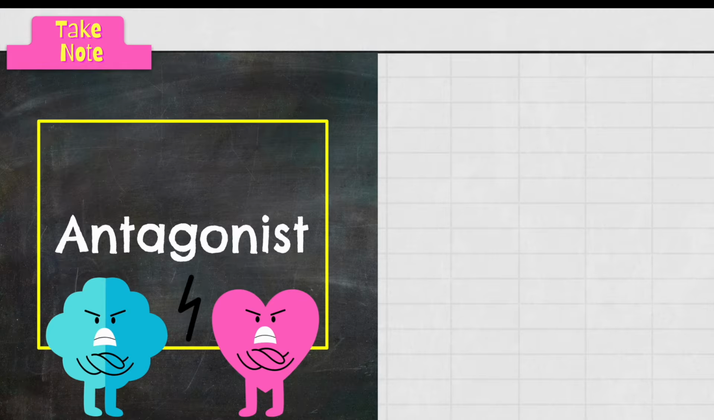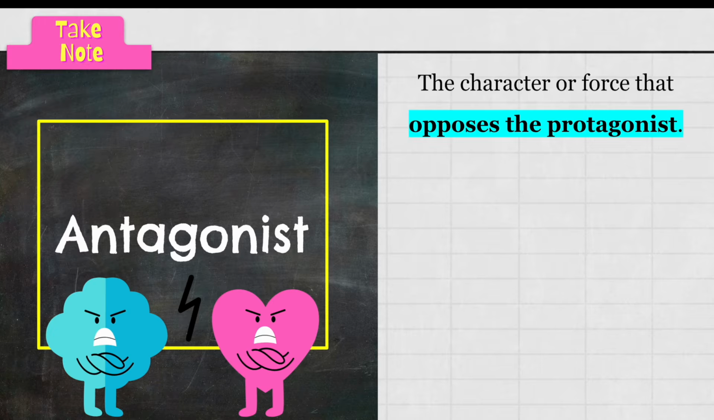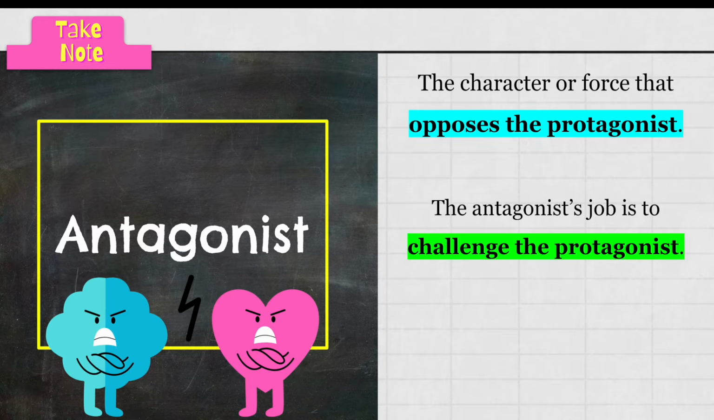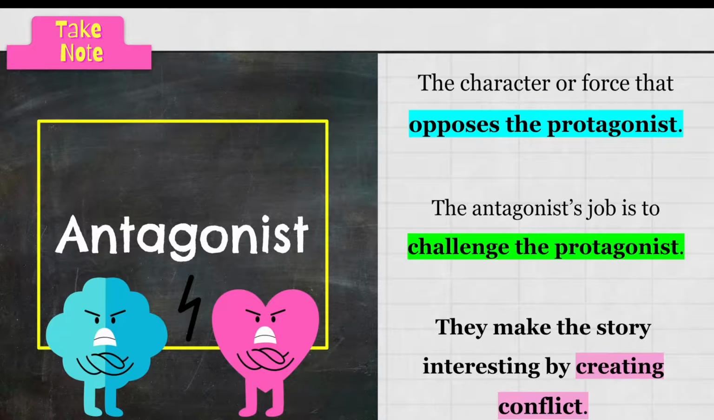Now, on the flip side, we have an antagonist. An antagonist is a character or force that opposes the protagonist. That means they go against them, the opposite, if you will, to the protagonist. And it's the antagonist's job to challenge the protagonist. They're the one that makes the story interesting because they're creating conflict. If we didn't have the antagonist, we wouldn't have any drama in our story, and it would just be a pretty boring story. So we need this antagonist in order to keep the plot going, in order to have that rising action and eventually a climactic moment. So antagonists, although we might not like it, are very important to the story.